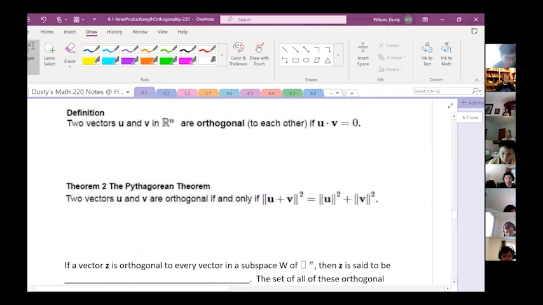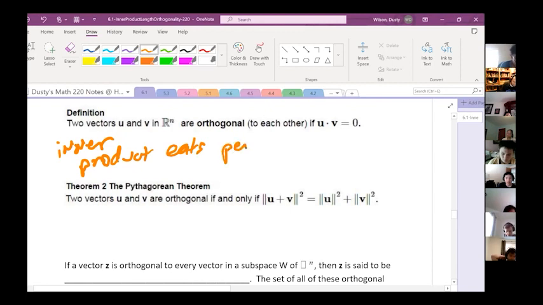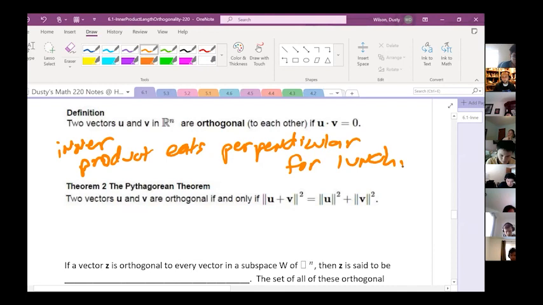So two vectors u and v in Rn are orthogonal to each other if u dot v equals 0. My way of saying this is that the dot product, or the inner product, eats perpendicular things for lunch. Just chews them up and spits out 0. Super, super helpful.